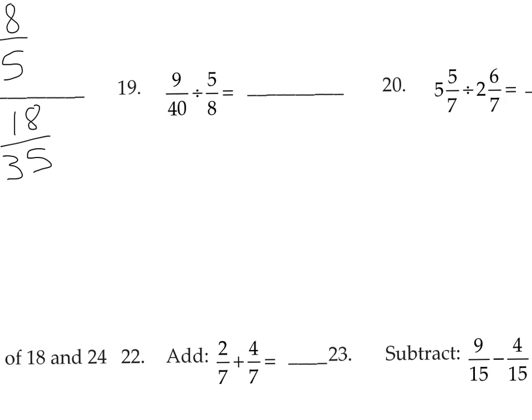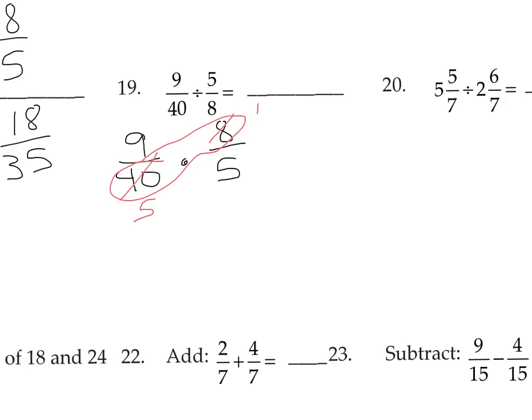Number 19, same concept: keep, change, flip. So we're going to keep the first fraction, change to multiply, flip the second fraction. But this time I see that the 40 and the 8 have a common factor of 8. They're both divisible by 8. So when I divide by 8, this is what I get. And now I multiply the new numbers. 9 times 1 across the top, 5 times 5 across the bottom. Gives me 9 over 25.